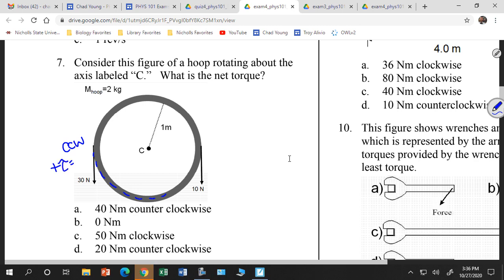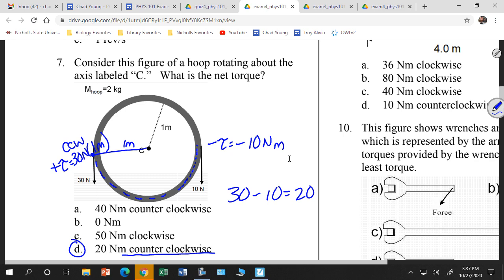In fact, that torque is going to be 30 newtons times 1 meter. The distance from here to here is 1 meter. That is the distance to the axis of rotation. Over here, the 10 newton force causes a rotation in that direction. So it's going to be a negative torque, equal to negative 10 times 1, or negative 10 newton meters. So I add those up. 30 minus 10 is going to be 20. It is positive 20, so that's going to be a counterclockwise torque.